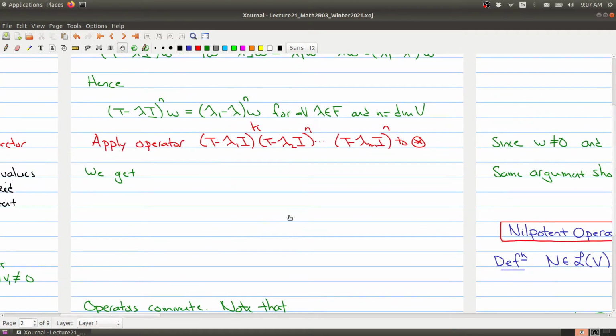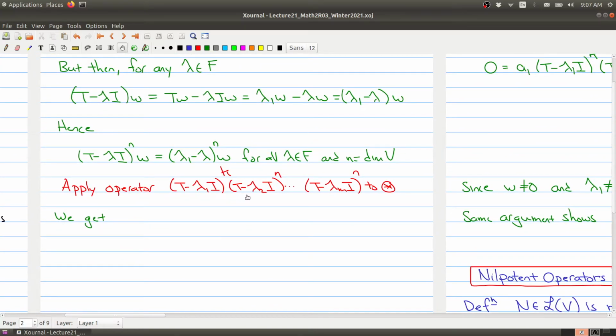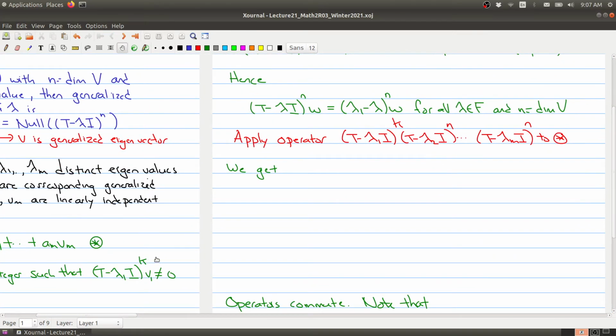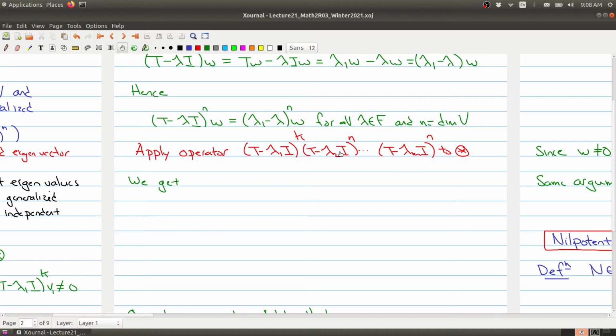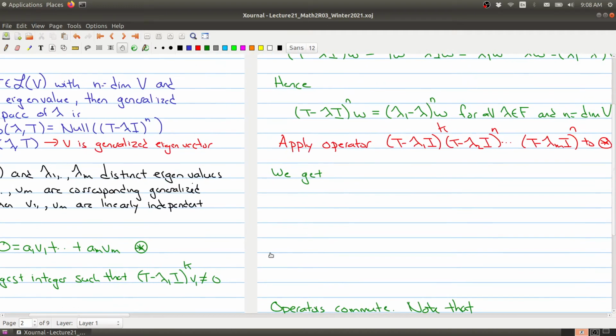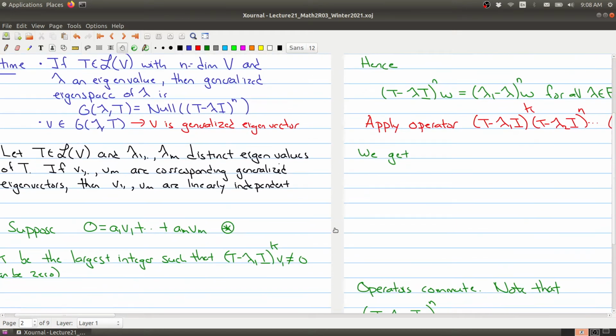Okay, so the next stage is we now cook up an operator: (T minus lambda 1 I) raised to the power of k. The k is coming from this expression right here. And then all the other operators we're raising to the power of n. So we're using the other eigenvalues to make operators, so (T minus lambda 2 I) raised to the n, and so on. And we're applying this to star. So star was our initial expression.